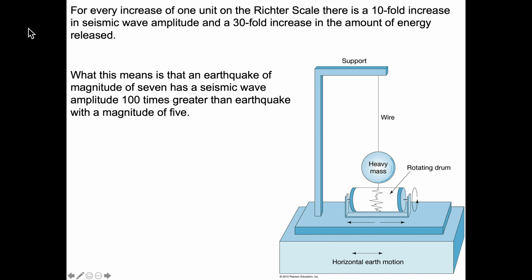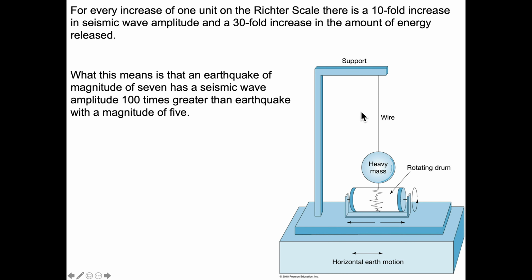So when we look at the Richter scale, one thing to consider, perhaps the most important thing, is this is not a linear scale. When we talk about changing numbers in the Richter scale, we're talking about a 10-fold increase or decrease in seismic wave amplitude and a 30-fold increase in the amount of energy released. So this means that an earthquake with a magnitude of 7 has a seismic wave amplitude 100 times greater than an earthquake with a magnitude of 5, or a magnitude 6 earthquake is 10 times greater than a magnitude 5 earthquake.